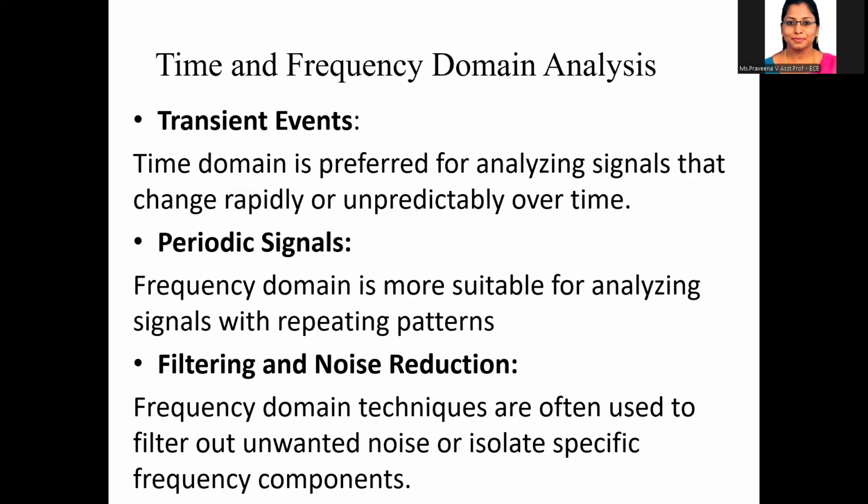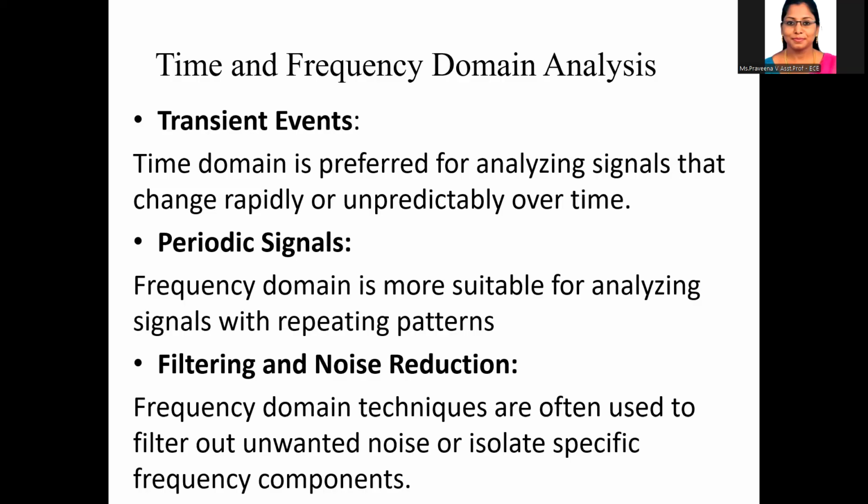Now, transient events in time domain analysis. Time domain analysis is preferred when the signal changes rapidly or unpredictably with respect to time. In these cases, we go for time domain analysis. For example, switching circuits, pulse signals, and startup and shutdown behavior. Why is time domain analysis used? It directly shows how the signal changes over time. It helps to measure the rise time, settling time, and overshoot. I have already told that, right?